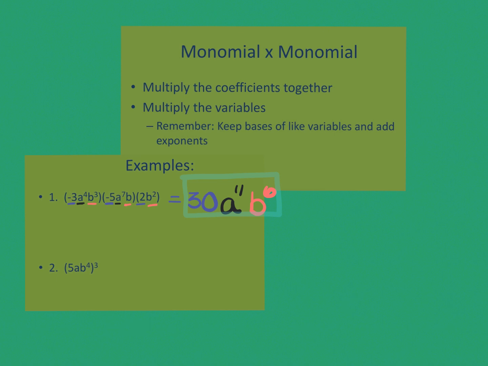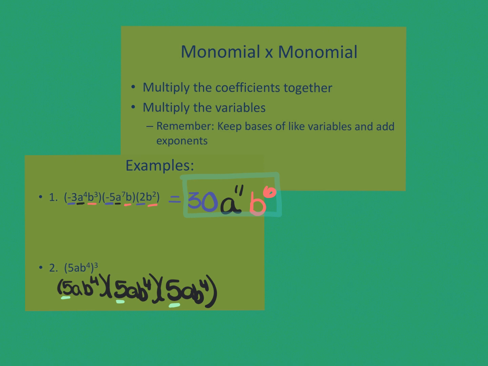Question 2, we have 5ab to the fourth, and that monomial is raised to the third power. We can expand this, which is sometimes a little easier to see: 5ab to the fourth times 5ab to the fourth times 5ab to the fourth. That exponent outside is telling me it's that monomial 3 times. Similarly, we can multiply those coefficients, 5, 5, 5.